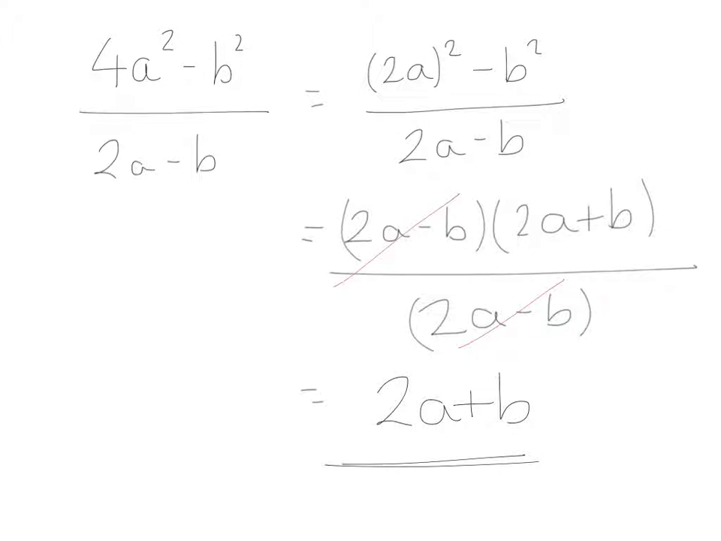If the expression was the other way about, if it was, for example, 2a minus b divided by 4a squared minus b squared, we would get something similar to this, except it would just be upside down. And if that were the case, we would have 1 over 2a plus b, but not to worry about that just now.